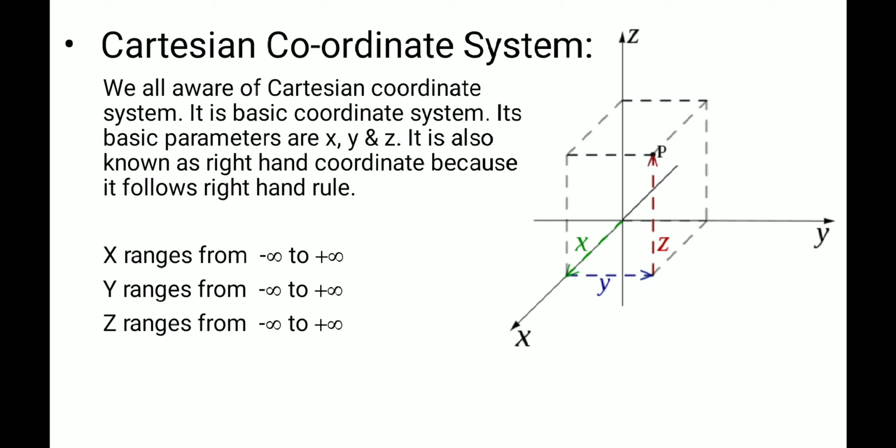Let's see first this figure. This is the x axis, this is the y axis, and this is the z axis. Now let's see, this is the point P. This point P has the coordinates x, y, and z. So its Cartesian coordinates are x, y, and z. Here x ranges from minus infinity to plus infinity, y ranges from minus infinity to plus infinity, and also z ranges from minus infinity to plus infinity. Hence it covers all the space.